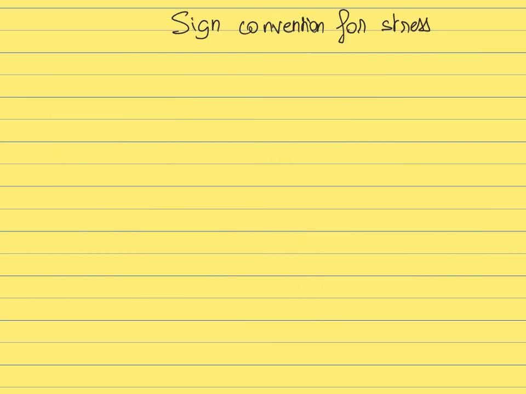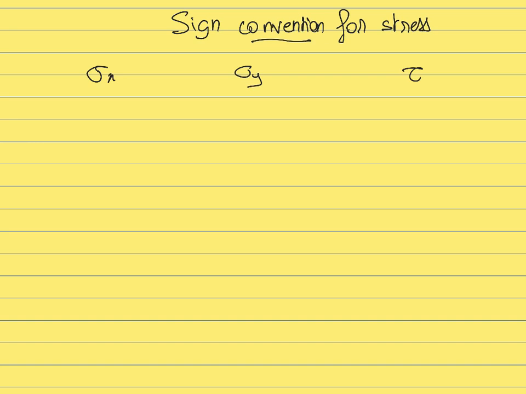So we need to define again what is going to be a positive stress and what is going to be a negative stress. And this is a convention, right? There is no specific reason to define one stress as positive or negative, but we need to agree on the conventions so that we can speak the same language. So let's see the convention for the three types of stress: sigma x, sigma y, and tau. We are going to see the positive and negative convention for each of those shear stresses and normal stresses.